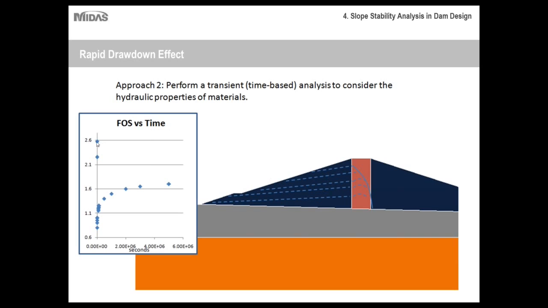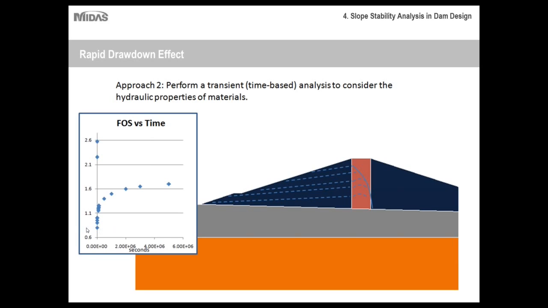And as you can see, this is factor of safety versus time, by the way. The factor of safety starts off at about 2.6, but because of rapid drawdown, within just a couple of seconds, it plummets down to about maybe 0.8, I think, or 0.7. So as you can see, that's a very significant drop.